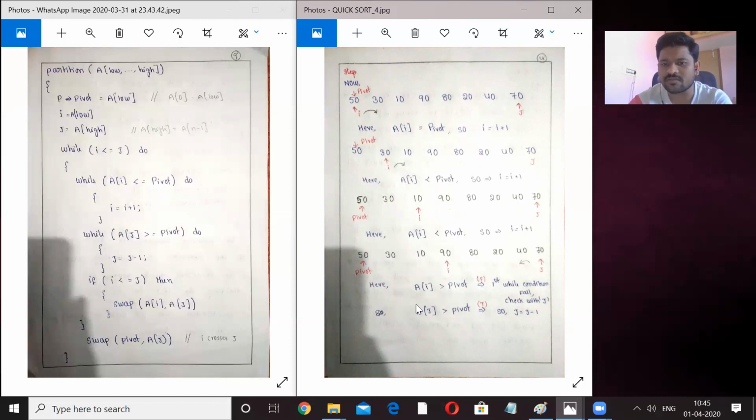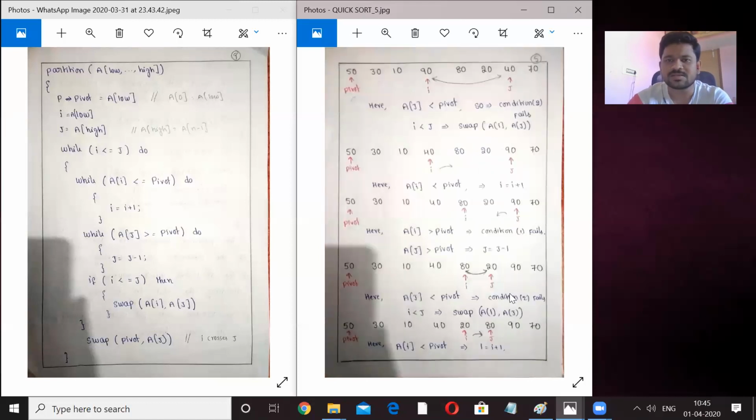Now I need to check with A of j. Here A of j is 70 and my pivot element is 50. Now A of j is greater than my pivot element, so I need to decrement the j position by 1. See it here, so j will be decremented.